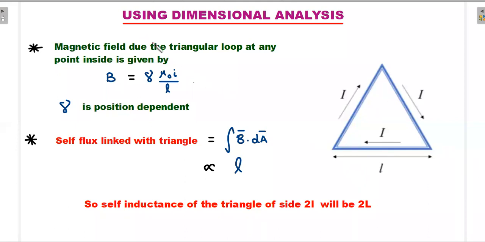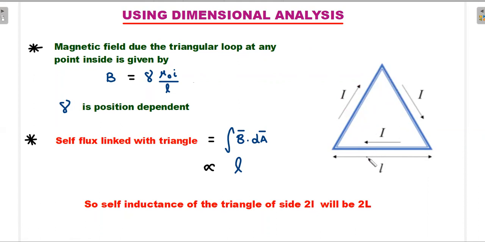And for the first option about the double the size of the triangle, you will use dimensional analysis. If the loop of current I was having a side L, it was already given the self-inductance was capital L. So the magnetic field due to the triangular loop at any point inside, at a symmetry point somewhere here, we can easily find. At all other points also we are able to find, but we're not interested in the calculation. We are interested in the proportionality with the length.